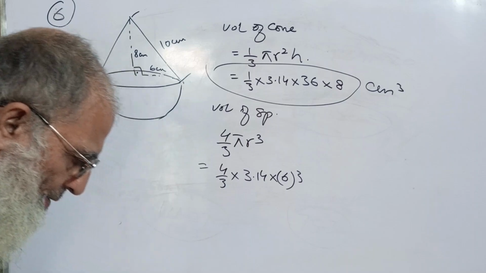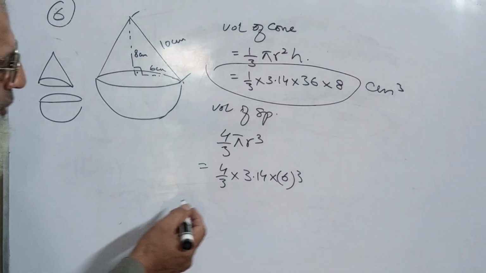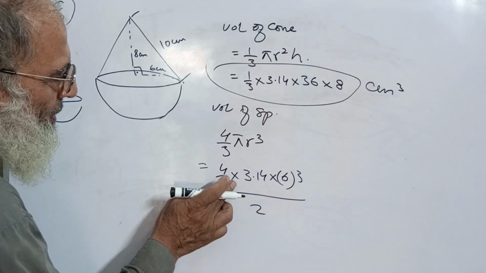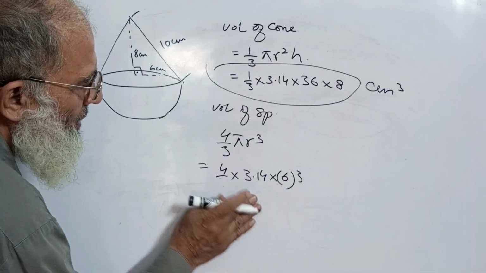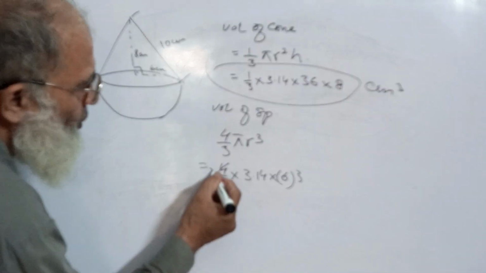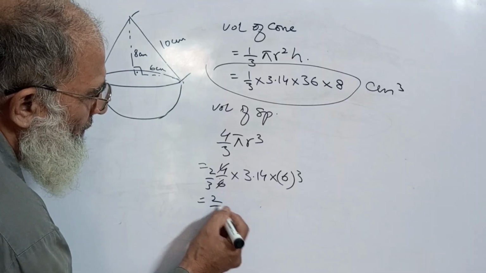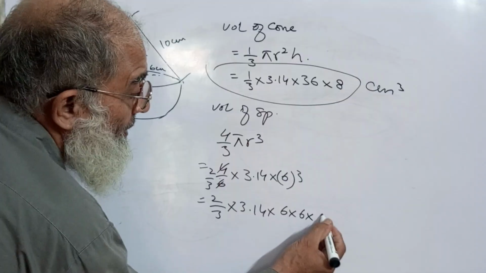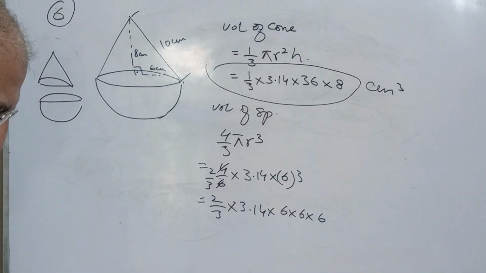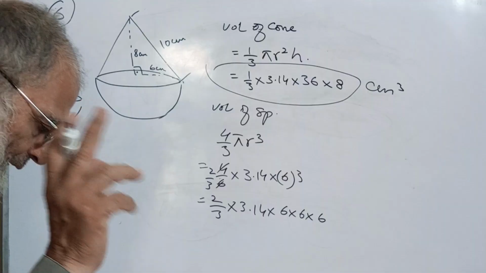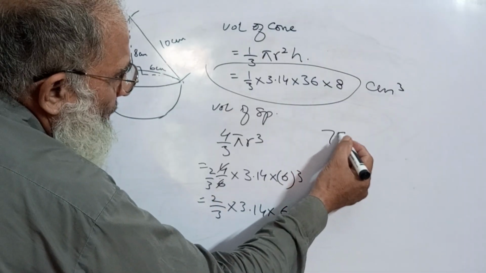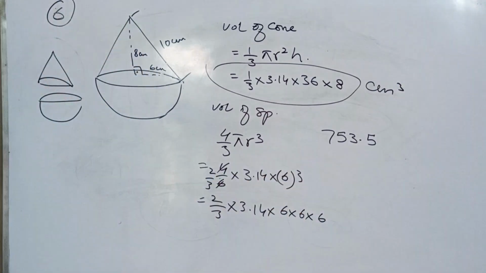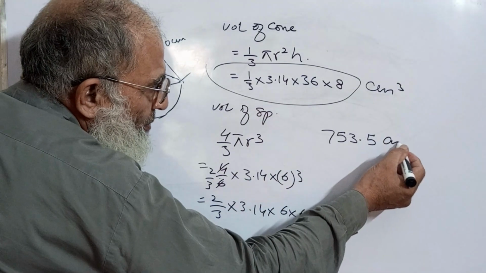Since this is for the full sphere, what will we do? We will just divide it by 2. So this will become 2 upon 3. The final formula will be 2 upon 3 multiplied by 3.14 multiplied by 6 multiplied by 6 multiplied by 6. If you calculate it, you will get your answer, and I may tell you that the answer is 753.5. I have calculated this question. The unit is centimeter cube.